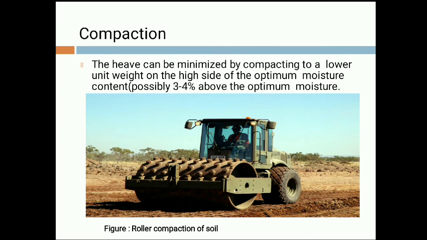Now let us see what is compaction of expansive soil. The heave, that is the uplift pressure generated because of swelling of the soil, can be minimized by compacting to a lower unit weight on the high side of the optimum moisture content, possibly 3 to 4% above the optimum moisture. That is, the expansive soil is compacted to a moisture content which is 3 to 4% more than the optimum moisture content which is required for the maximum dry density, so that whatever expansion the soil can experience will be because of the more amount of water in it.